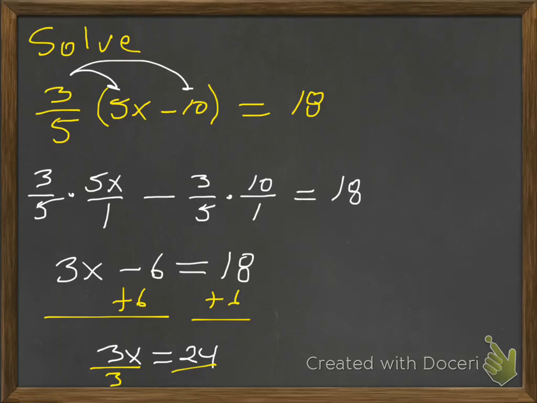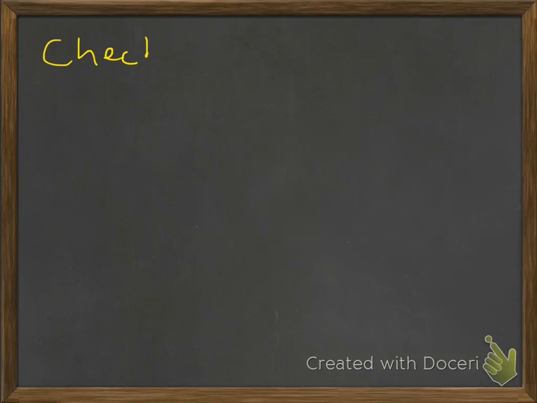And how do we undo that operation there? Well, if I have 3x, I mean multiplication. The opposite of multiplication would be to divide. So we'll divide both sides by 3. And we will have x is equal to 8. So we get x is equal to 8 on our test.